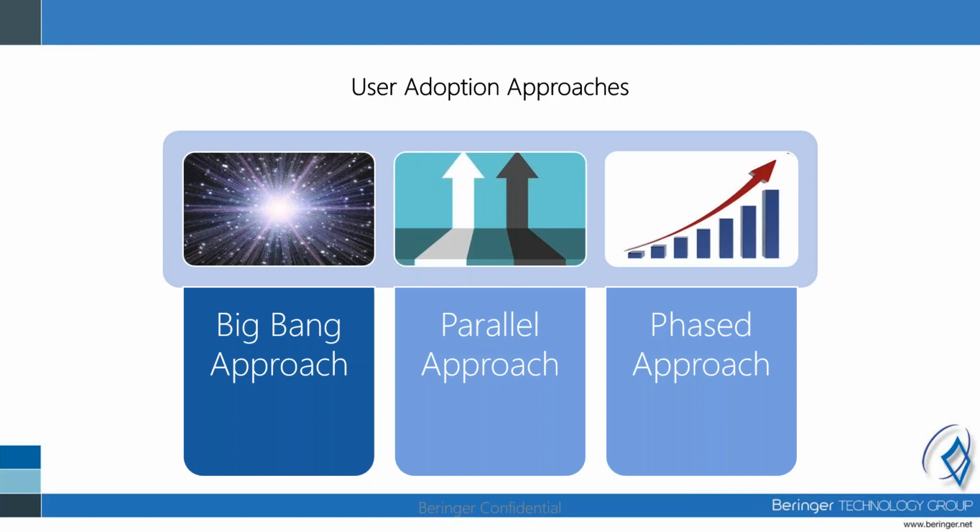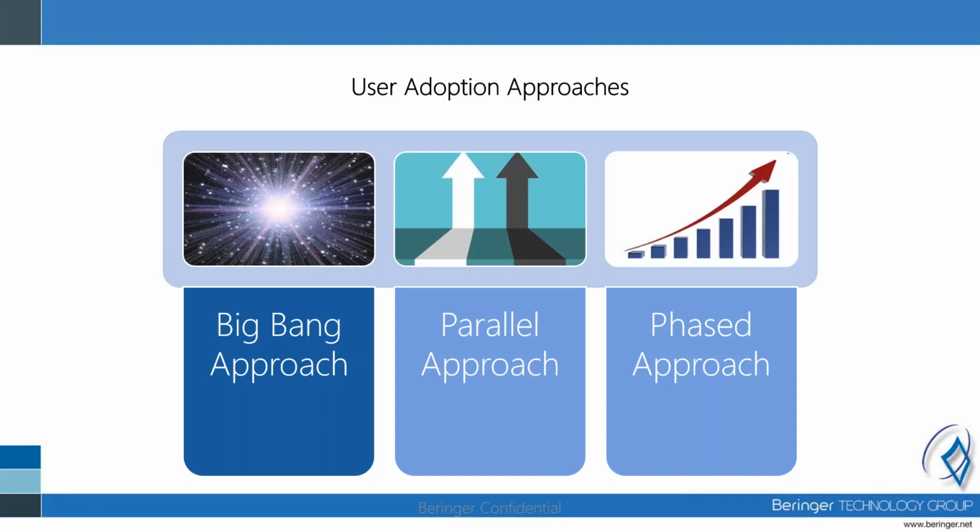Phased adoption usually results in a much more organized transition than parallel adoption, and everybody knows what needs to be done within the new system because we're giving them small pieces to use and become familiar with at a single time. It has a little bit more caution than a big bang approach because we're taking it in smaller pieces. We're focusing on smaller groups of users, and for that reason, we tend to use the phased approach to user adoption in the majority of our projects here at Beringer.